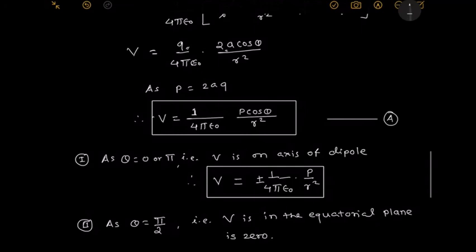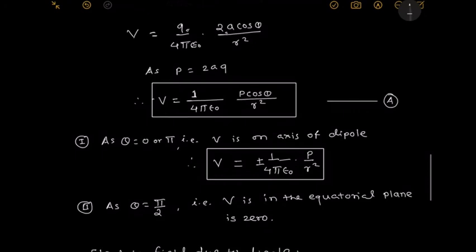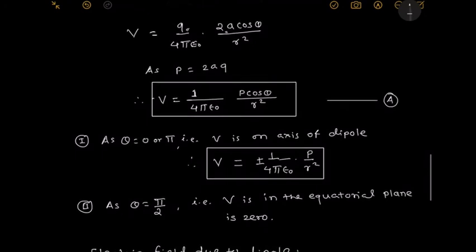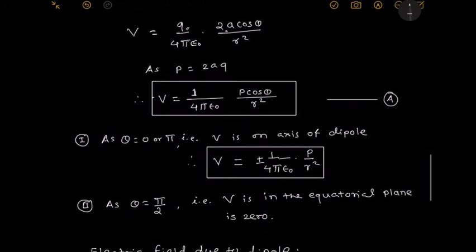At another angle, if theta is 90 degrees, the axis of the dipole and the point are perpendicular. The point lies in the equatorial plane, and there cos 90 is 0. Therefore, the potential in the equatorial plane is always 0.